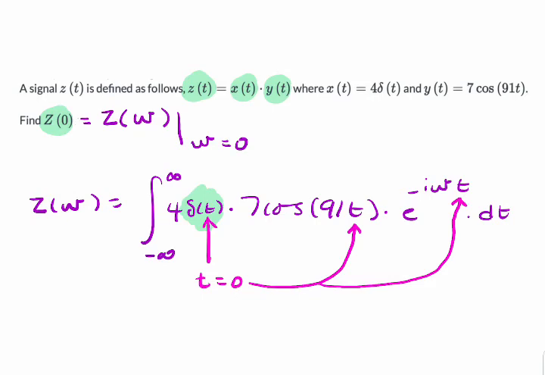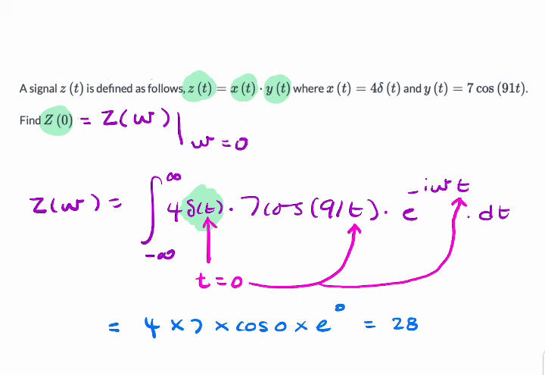So the final answer is simply 4 times 7 times cosine 91 times 0 times e to the power 0. So both of these are just 1, so the answer in this case is simply 28.